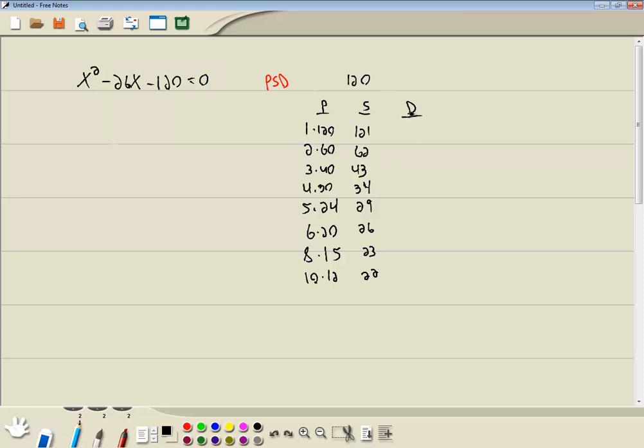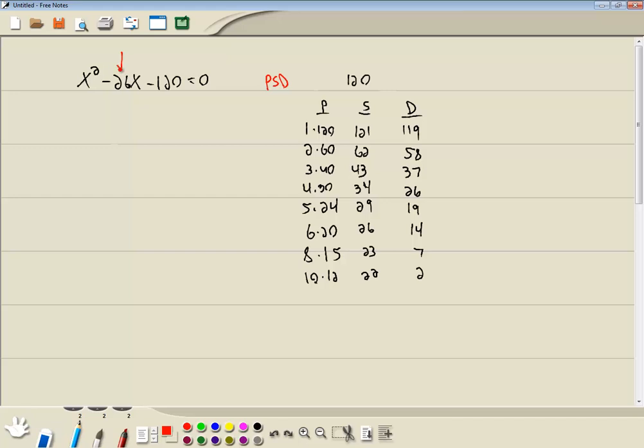Difference column, D for difference, subtract smaller from larger. 120 minus 1 is 119. 60 minus 2 is 58. 40 minus 3 is 37. 30 minus 4 is 26. 24 minus 5 is 19. 20 minus 6 is 14. 15 minus 8 is 7. 12 minus 10 is 2.